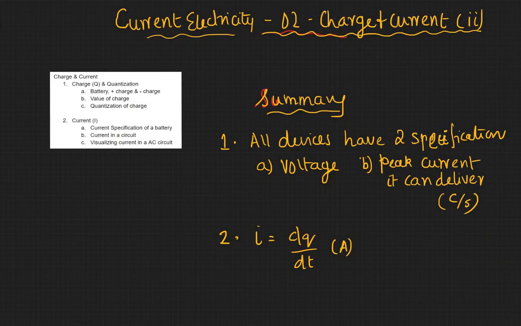So here is a summary. All devices have two specifications: voltage and the peak current it can deliver, which is of course coulombs per second or amperes. And current is given by dq by dt, and the SI unit is amperes. We will end this video by doing a small problem.